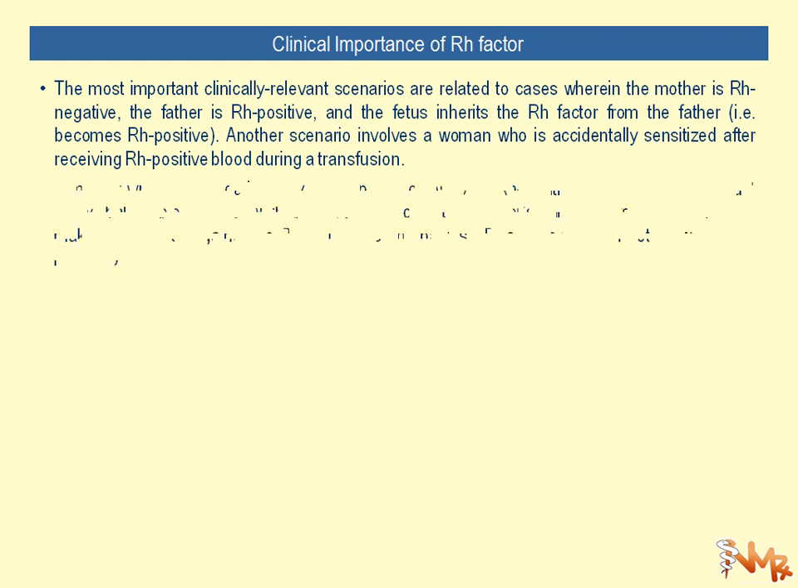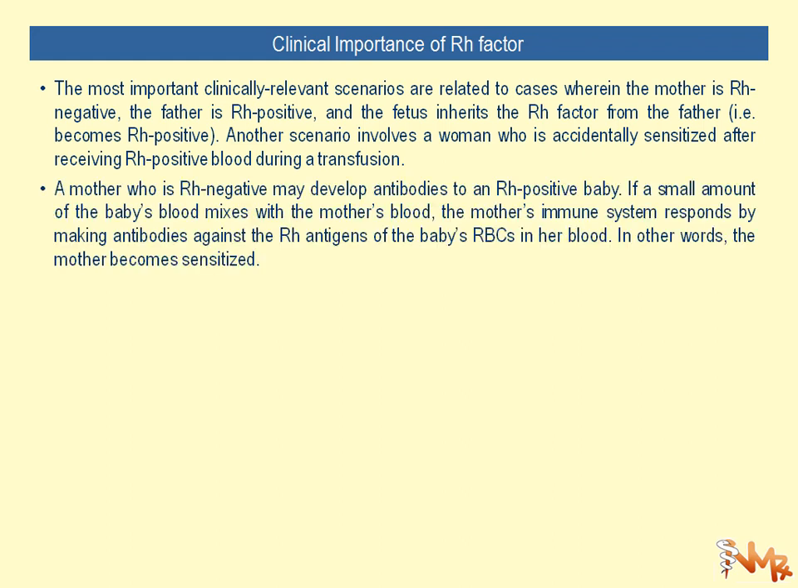A mother who is Rh negative may develop antibodies to an Rh positive baby if a small amount of the baby's blood mixes with the mother's blood. If a small amount of the baby's blood mixes with the mother's blood, the mother's immune system responds by making antibodies against the Rh antigens of the baby's red blood cells in her blood. In other words, the mother becomes sensitized.